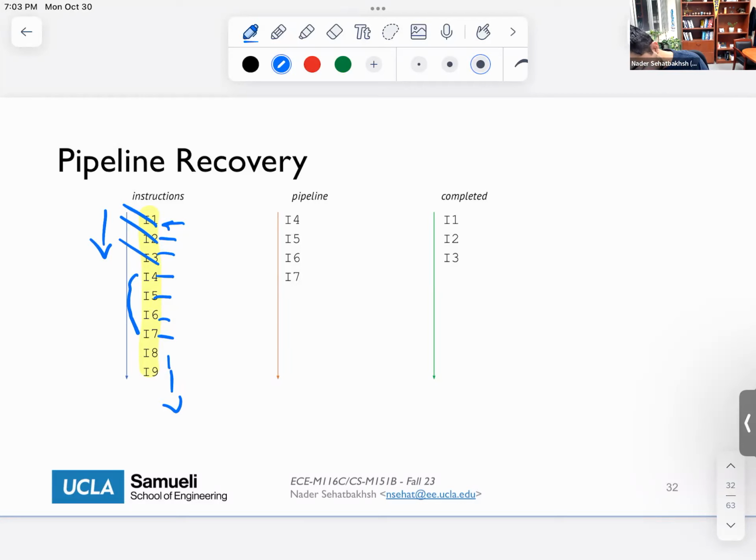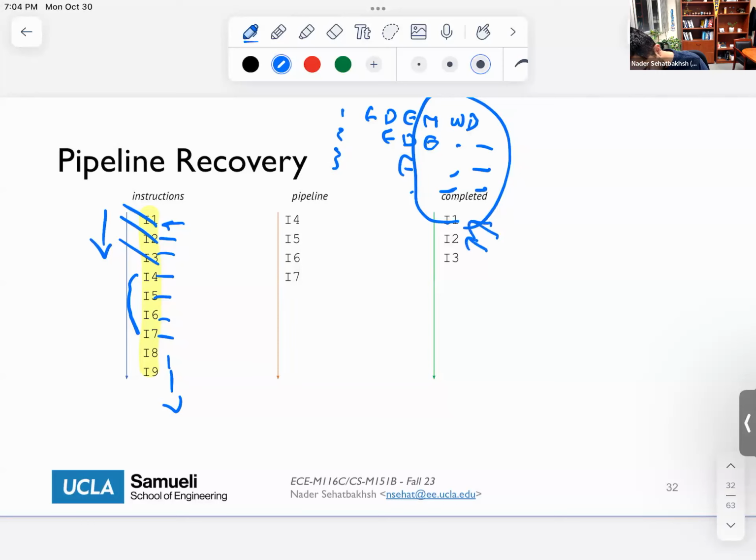If I want to show it this way, this would be fetch, decode, execute, memory, write back. Then this one would be fetch, decode, execute, memory, write back, and then this one, and so on and so forth. So I'm looking at somewhere in the middle here, where I1, I2, and I3 are finished, and I have I4, I5, I6, and I7 in the pipeline.